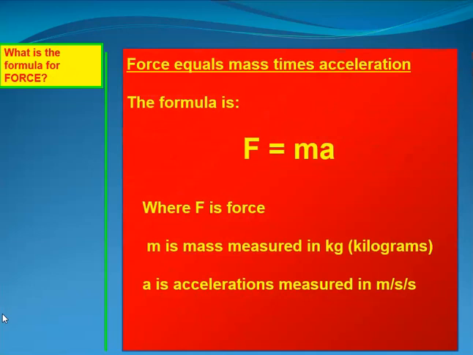So force equals mass times acceleration. The formula is F equals ma, where F is force, m is mass measured in kilograms, and a is acceleration measured in meters per second per second. The system is called the kilogram meter second system because those are the base units of mass, distance, and time that are used in the system.